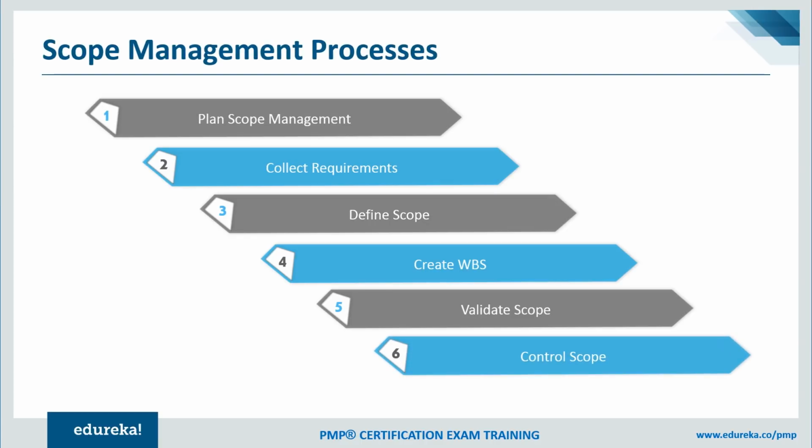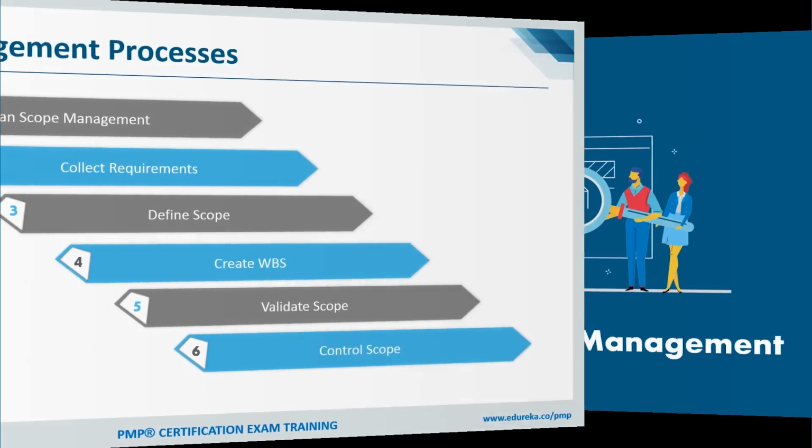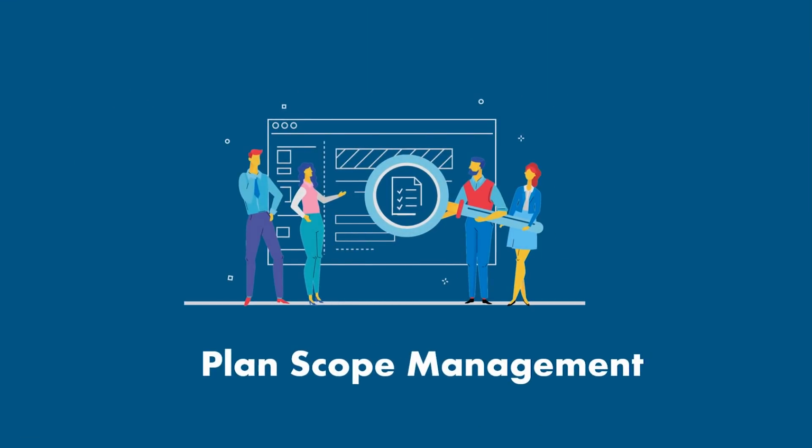And then lastly, we have control scope. This is where we see how we effectively control the changes that might happen to the scope and how we go about managing those changes. So these are the 6 processes that we have within scope management. Let's get on to each of these and do a bit of a deep dive into each of these processes in terms of understanding what it is first of all, what are some of the inputs that we have to consider, what tools and techniques we can use in that process, and what kind of output we can expect out of it. So let's start with the first one, which is plan scope management.